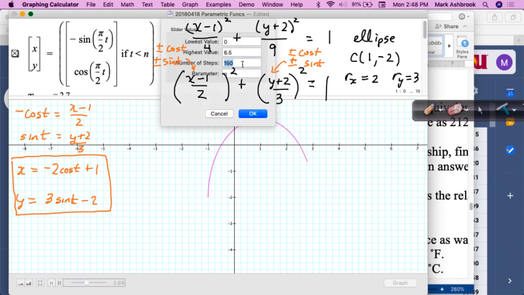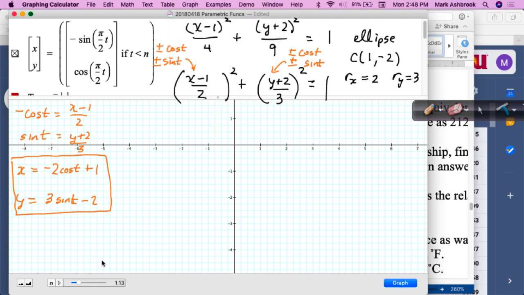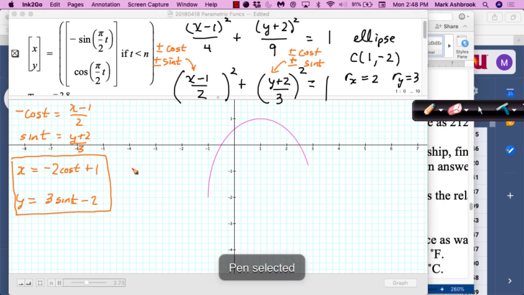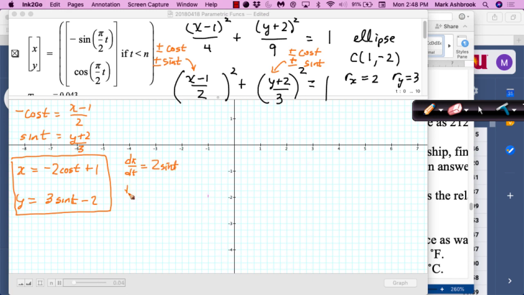It's a little fast for my eyes there. Let's do that instead. So one way you could figure out that it's going clockwise is to take derivatives. What is dx/dt? 2 sine t, right? And what's dy/dt? 3 cosine t.